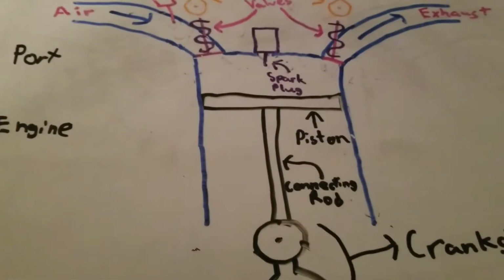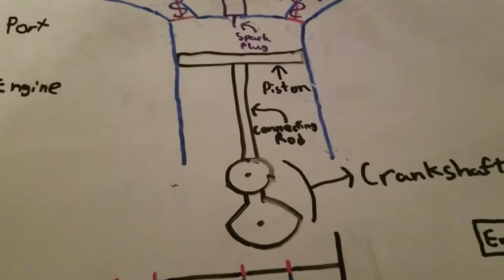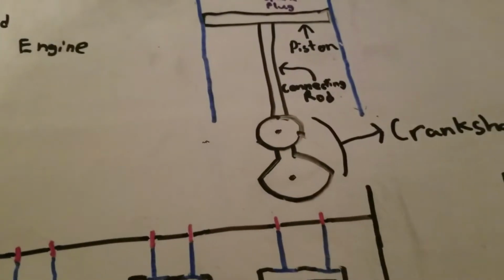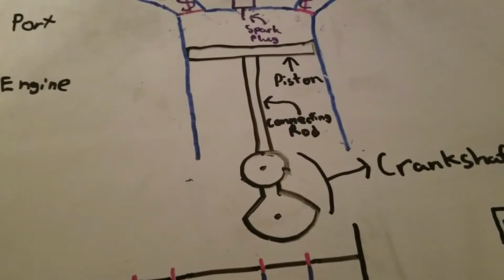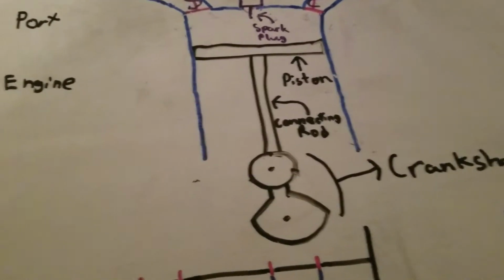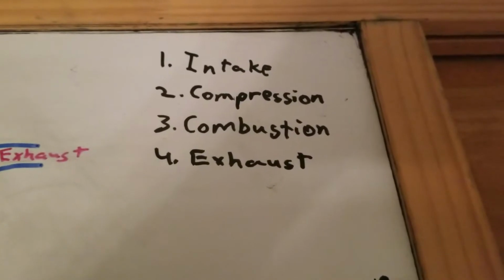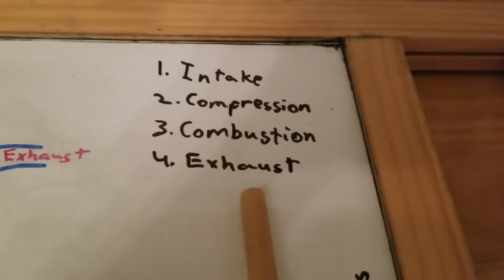The connecting rod connects the piston to the crankshaft. The crankshaft converts the piston's up and down motion to a rotating motion. The four strokes of this type of engine are intake, compression, combustion, and exhaust.